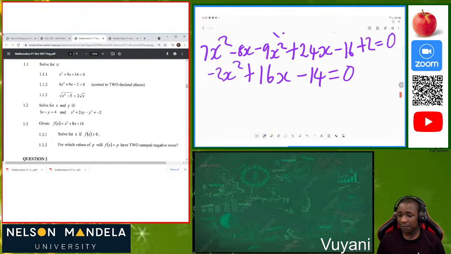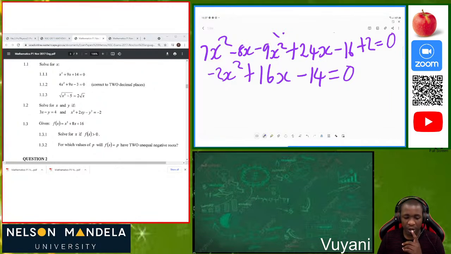If you can't solve from this step, you can see that this is a quadratic equation already. I highly advise you, just use your quadratic formula. Just plug it in the quadratic formula so that you can get the two values which you must have.